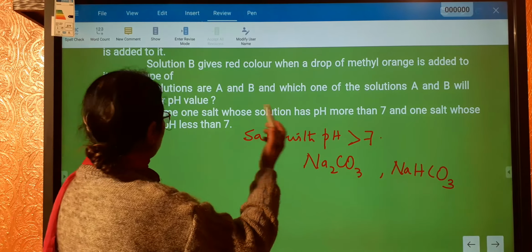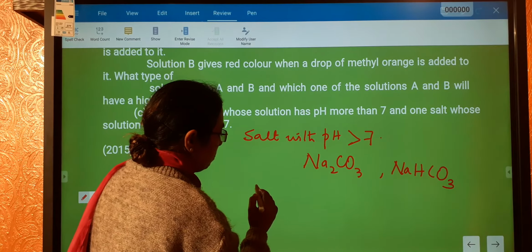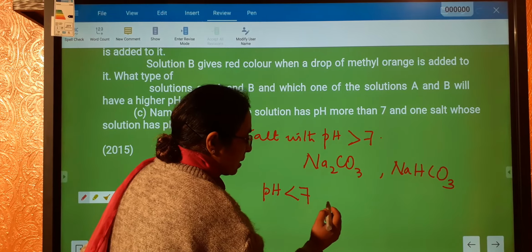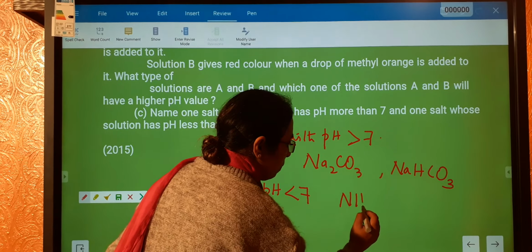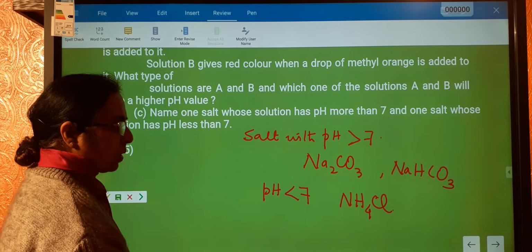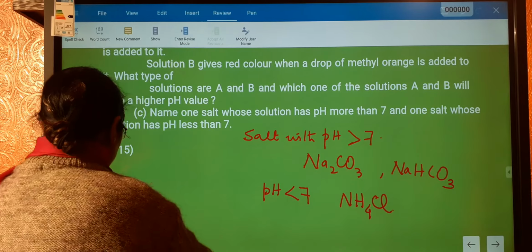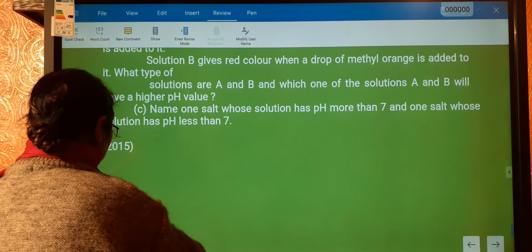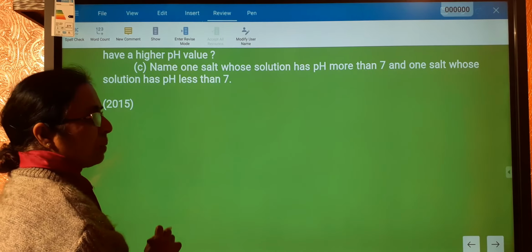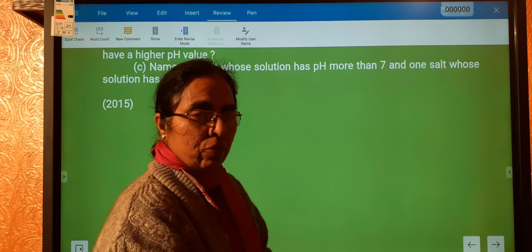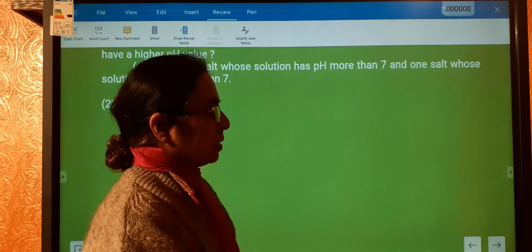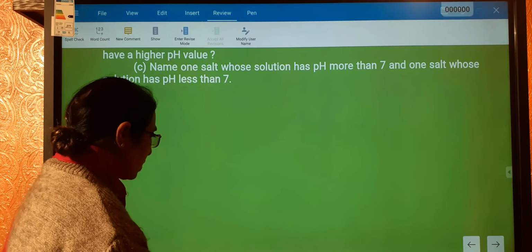And the one whose pH is less than 7, we can write a salt of weak base and strong acid such as ammonium chloride. Okay, now let's see. So these are the questions of this chapter, acids and bases. For the past couple of years up to 2015, we have done these questions. All right. Now let us see the next chapter.